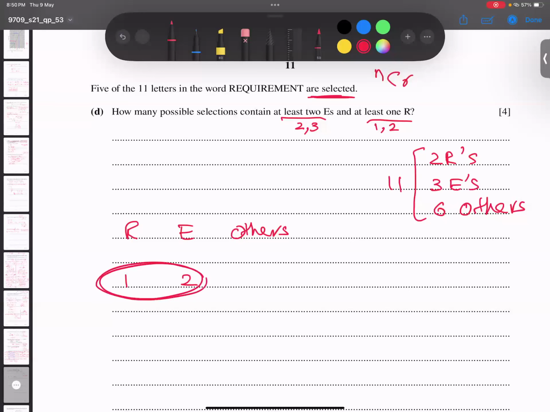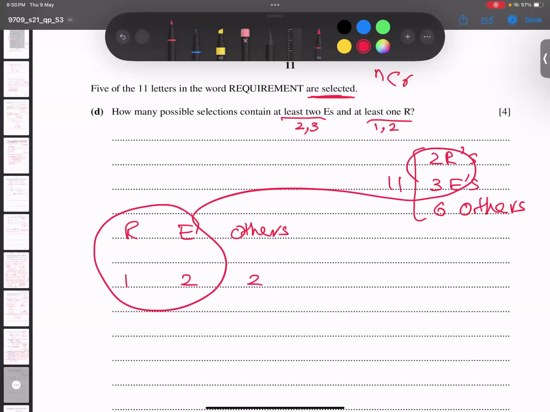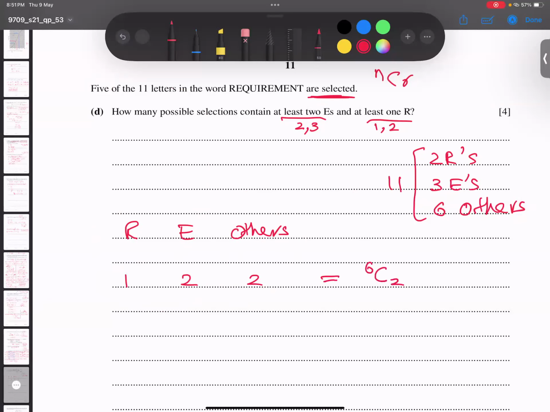So 1 plus 2 is 3, and 3 plus 5 plus 2 gives you 5. So this 2 comes from the others. And because R and E are repeating, we will not care about that. From 6, I need 2. So the answer is coming 6C2.